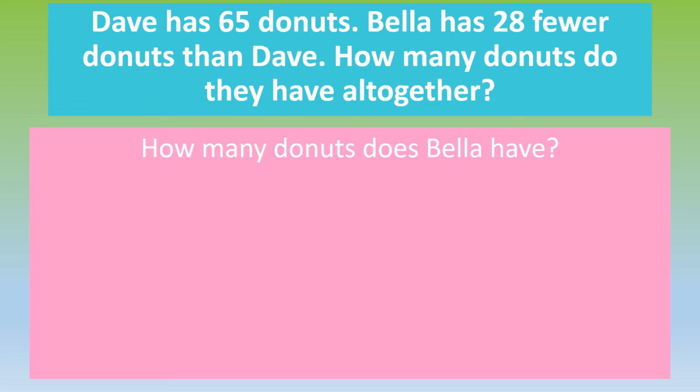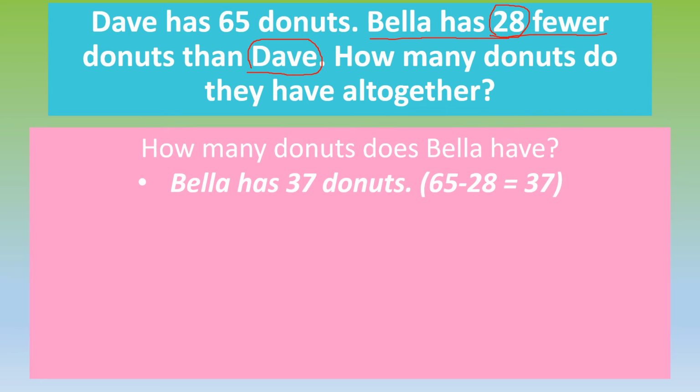Does Bella have 28? Think about it. Does Bella have 28? Is that what the problem tells us? No. But Bella has 28 fewer than Dave. So I do not know how much Bella has. Alright? Bella has 37 donuts.